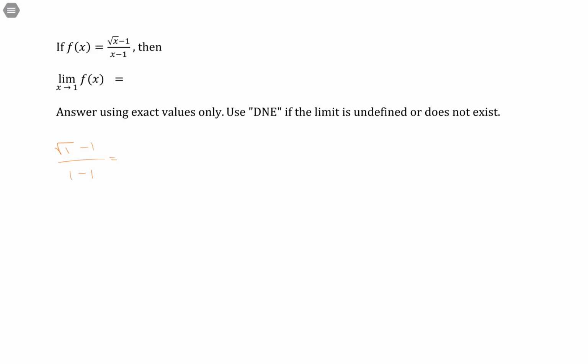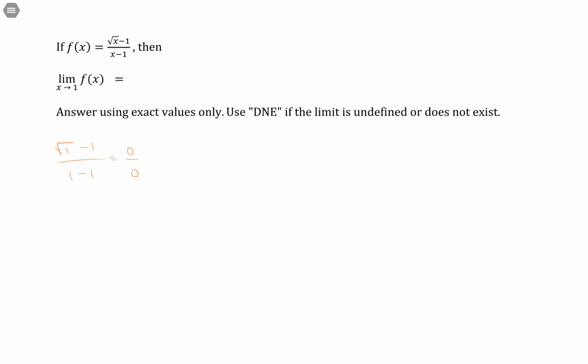So the square root of 1 is 1, so 1 minus 1 is 0, and in the denominator we also have 0. So this is the indeterminate form 0 over 0. It doesn't mean that our limit exists, and it doesn't mean that it doesn't exist. It just means that we have to approach it differently if we're going to be able to find out.